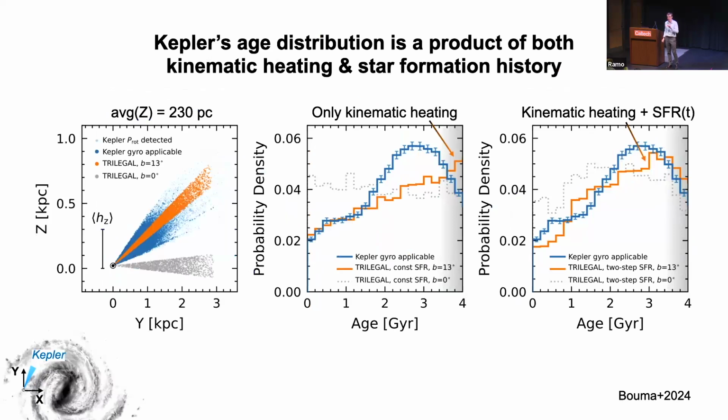Okay, so that's the first point. The age distribution isn't uniform. Young stars are way rarer than stars at 3 billion years. Second point, why?